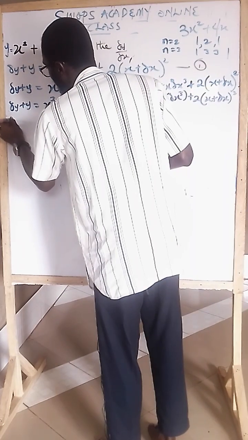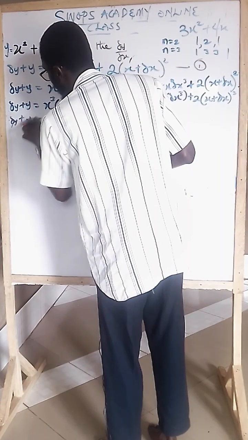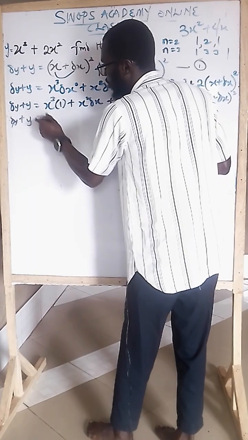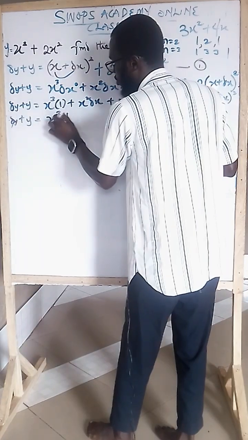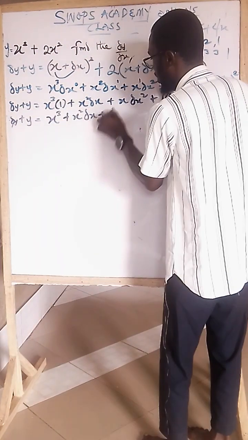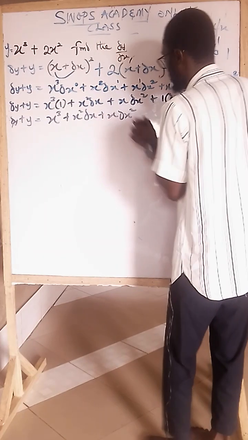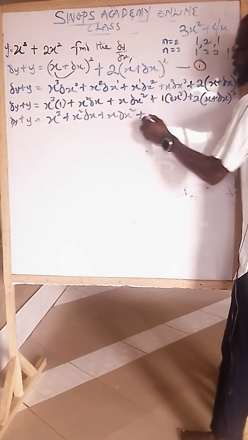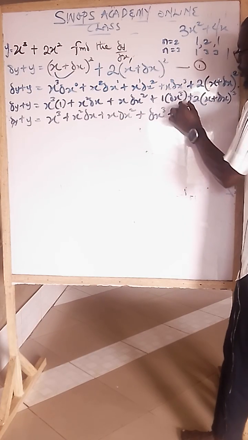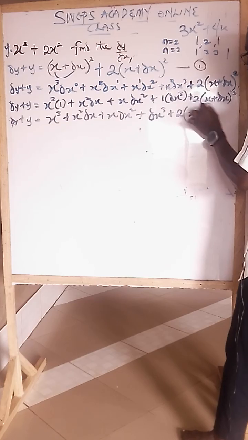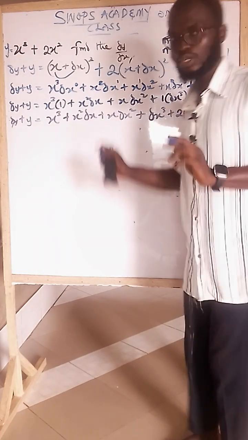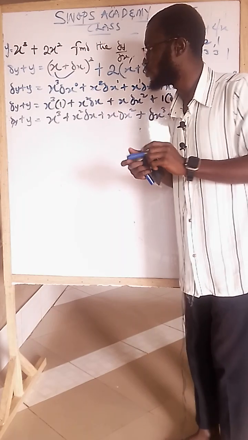Expand this: dy plus y equals s cube times 1 will give us what? s cube plus s squared ds plus what? s ds squared plus 1 times this will give us what? The s cube plus 2 in the bracket, s plus ds, all squared. Are we together? We are getting to the main thing now.